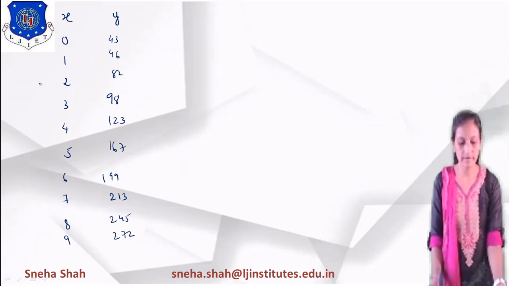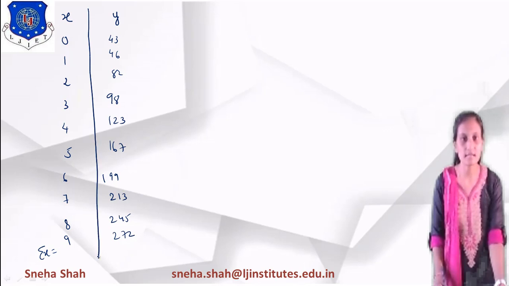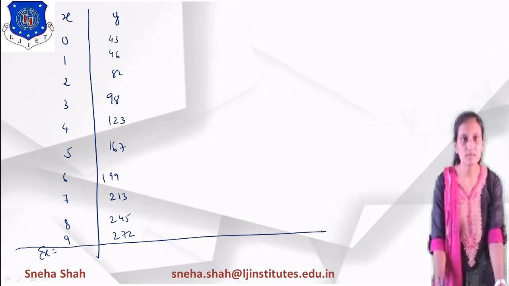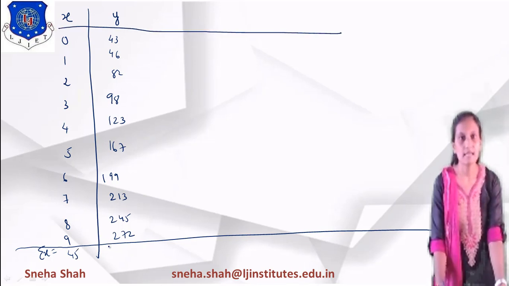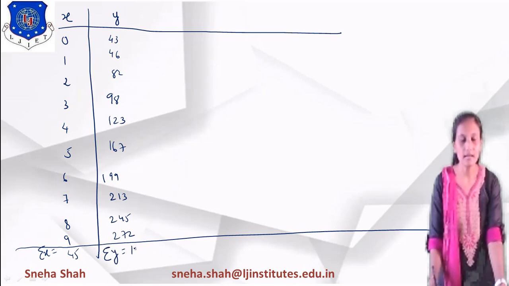Now if I add all these values, it gives the answer of summation X. The value of summation X equals 0 plus 1 plus 2 plus 3 and so on, which equals 45. In the same way, if I add all the values of Y, the answer, summation Y, equals 1488.